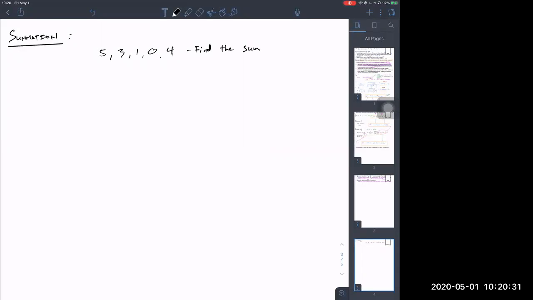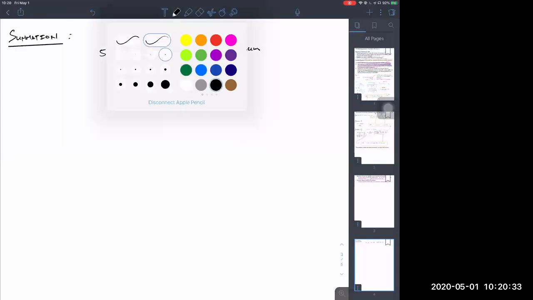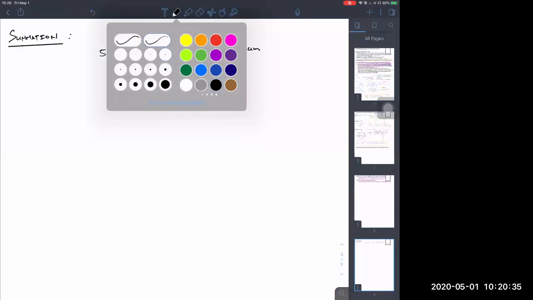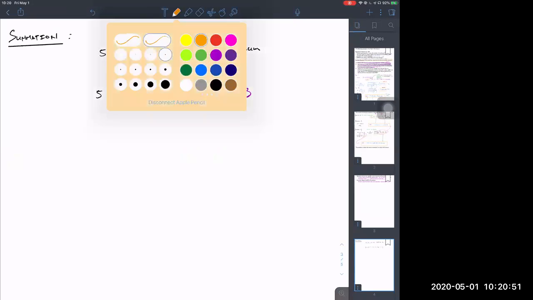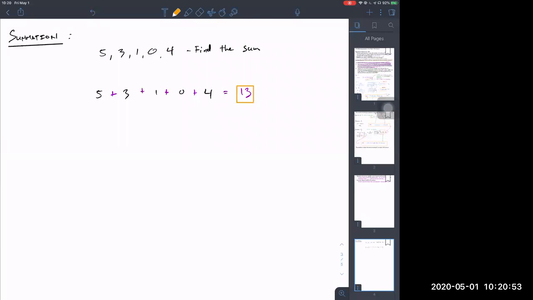So you just get 13. Yeah, you just took these numbers and added them together, right? Not only did you rewrite them down, 5, 3, 1, 0, and 4, throw plus signs in there. So 8, 12, and 13, and that's your answer. Awesome. So that's the most fundamental way that we learn it.